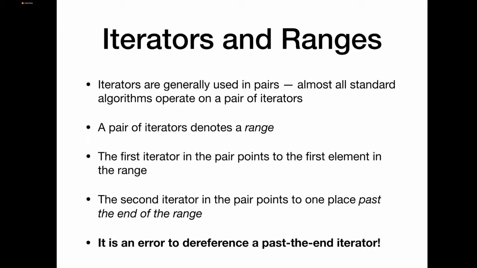It is an error to dereference the past the end iterator. So Ollie just asked this a second ago. If you call vec.end and you get an iterator and then you try to dereference that iterator, that's what's called undefined behavior. It's not allowed. You might get away with it. Your program might crash, might format a hard drive, whatever. You're not allowed to do it.